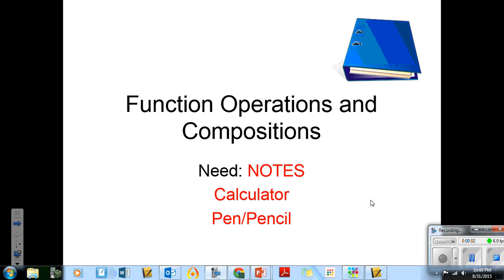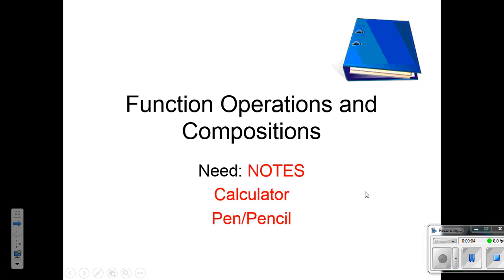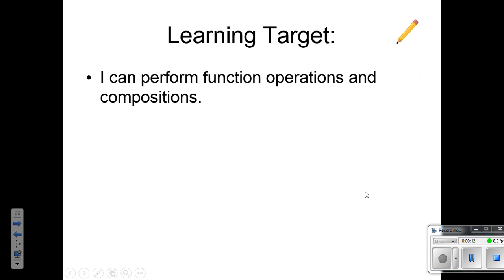Hello folks, and welcome to our last day on notes with functions. Today we're going to talk about function operations and compositions. Your learning target for today is: I can perform function operations and compositions.